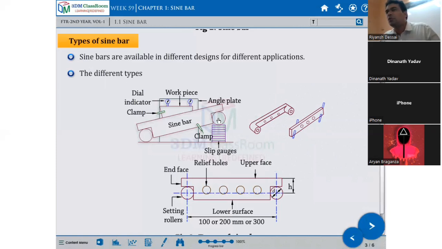Maybe 100, 200, 300. So you have this hypotenuse. You have this length and you have this side. So basically this sine bar works on the trigonometric principle, the trigonometric ratio. When you keep the jaw on the surface of the sine bar, it forms a slant.